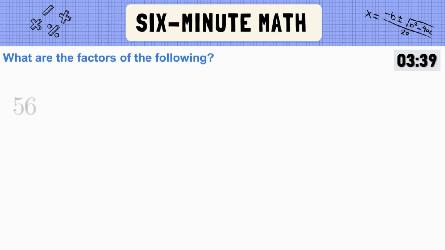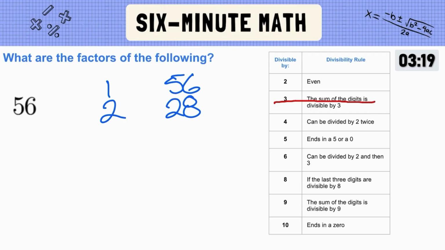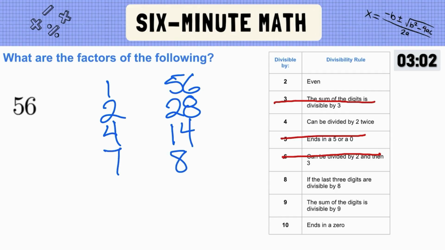How about another example? We're going to find the factors of 56. I have my divisibility chart. I know that 1 and 56 are factors. 56 is even, so I have 2 and 28. It is not divisible by 3. It, however, is divisible by 4 for 4 and 14. It does not end in a 5 or 0. It cannot be divided by 2 and then 3. 56 is divisible by 8 though, so I know that 7 and 8 are also factors.